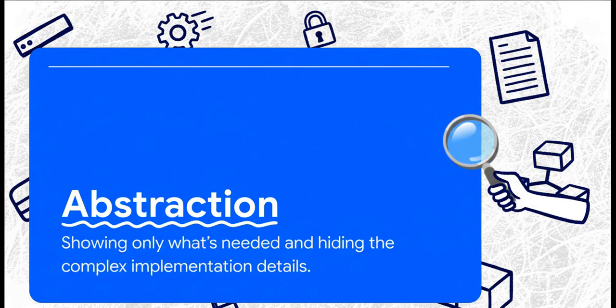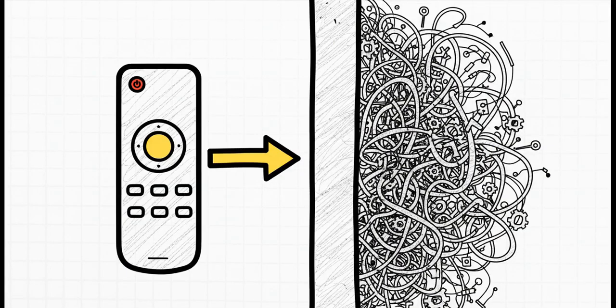So, if encapsulation was about hiding data, abstraction is all about hiding complexity. The whole idea is to show people only what they absolutely need to see and to hide all the messy, complicated details under the hood. I mean, think about a TV remote. You don't need to know anything about circuits to change the channel, do you? You just press the power button. Abstraction gives us that same kind of simplicity in our code. We create simple buttons for really complex actions.